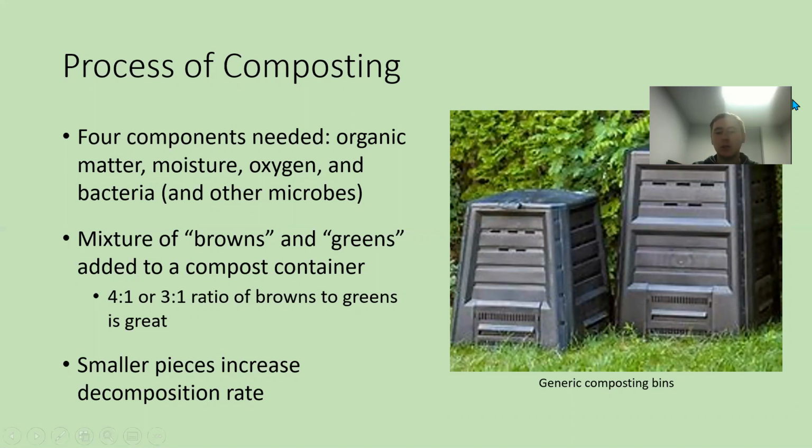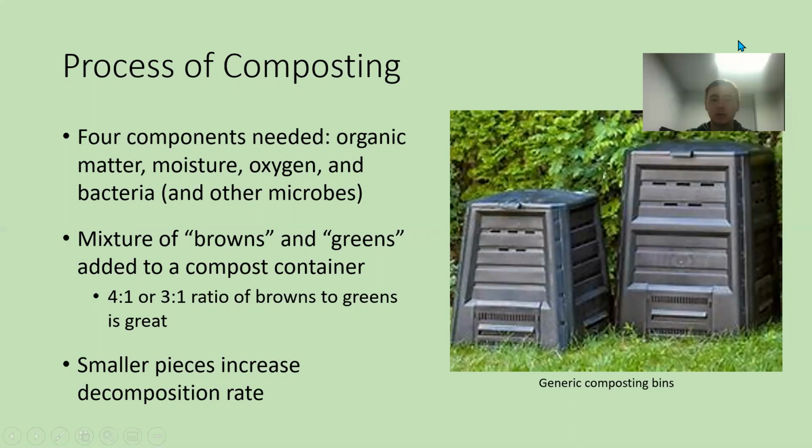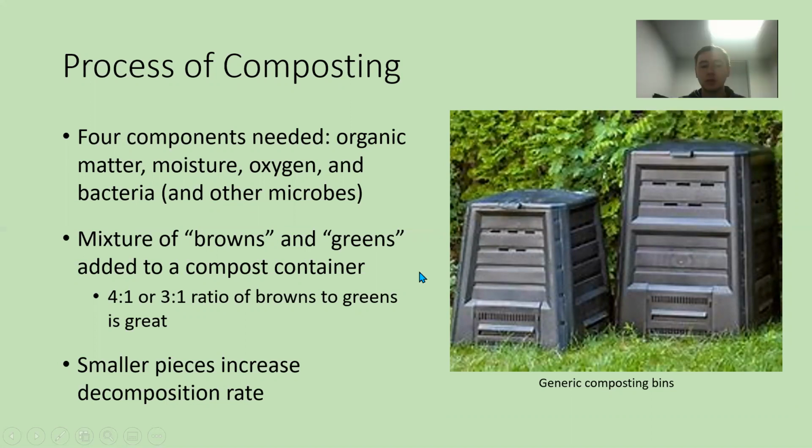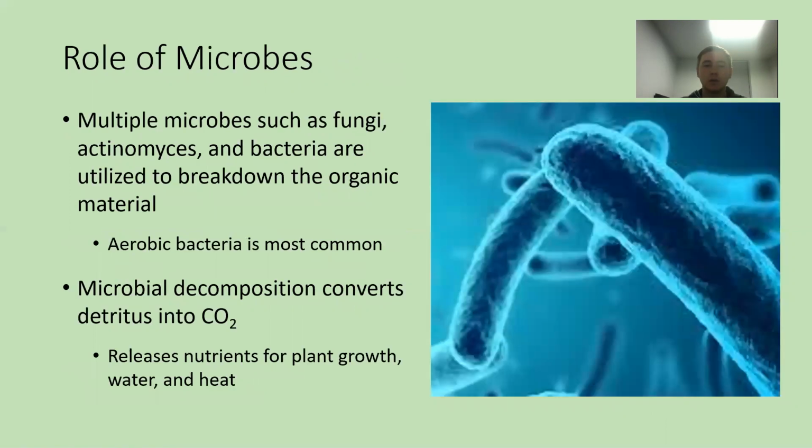Also, cutting the detritus into smaller pieces helps to increase the decomposition rate because the smaller pieces increase the surface area that the microbes can grow on and decompose. And here these are just two generic composting bins. And composting bins are usually dark colors because the dark colors help trap heat, and increasing the temperature helps increase the decomposition rate.